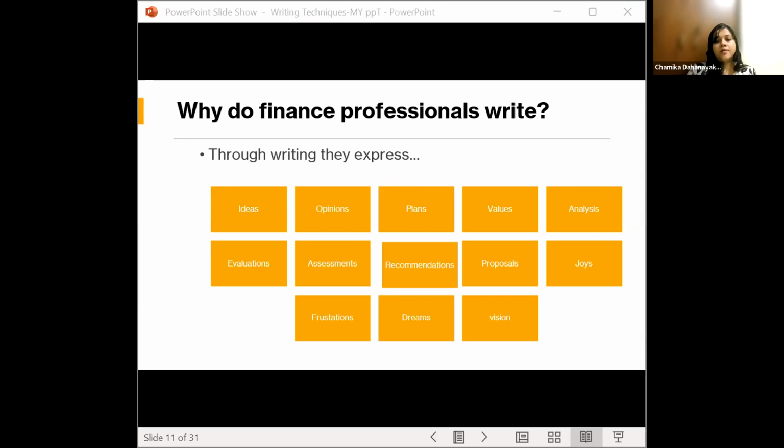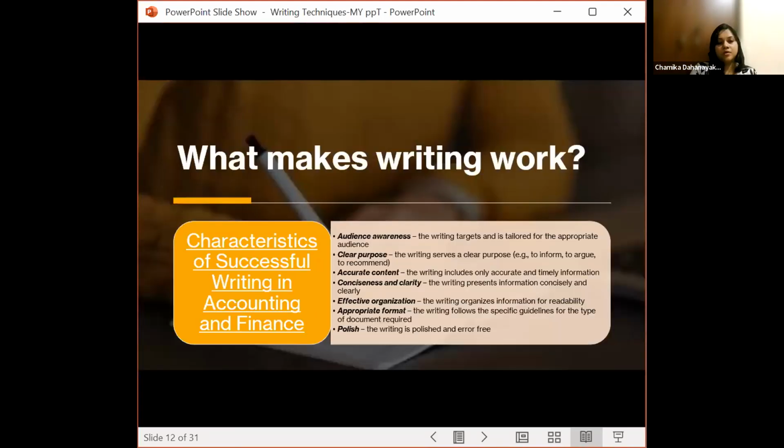So how do you make sure that you write good English, that you write better now? You need to understand that there are some characteristics to do with good writing. So let's look at what those characteristics are. What makes writing work? How do you make sure that your writing is not bad and misunderstood?